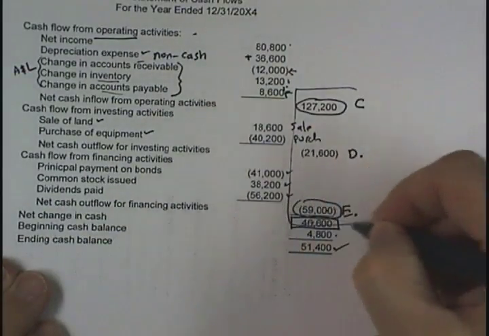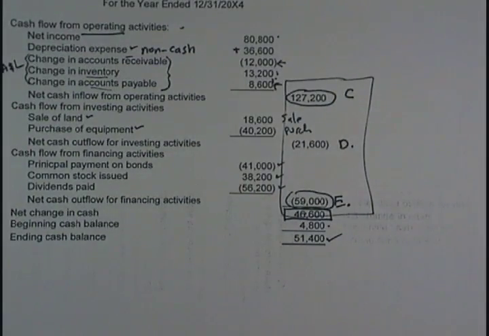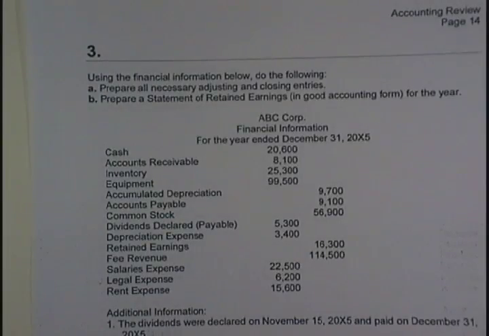This shows us those three categories: operating, investing, and financing activities that are often indicated on the statement of cash flows. Problem 3 presents some financial information for ABC Corporation, and we're supposed to make some adjusting and closing entries and then prepare a statement of retained earnings for this firm.